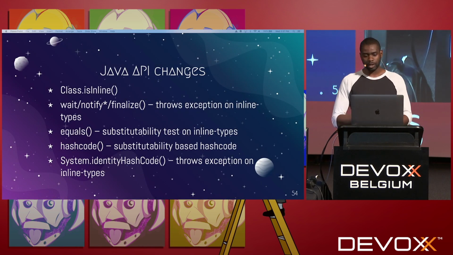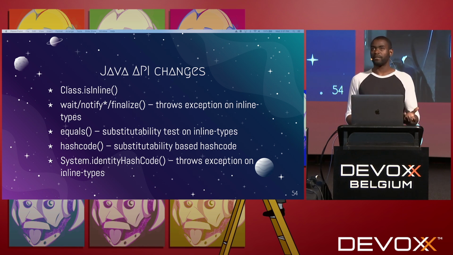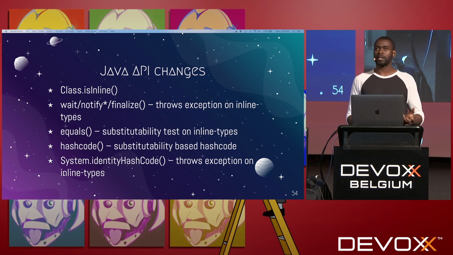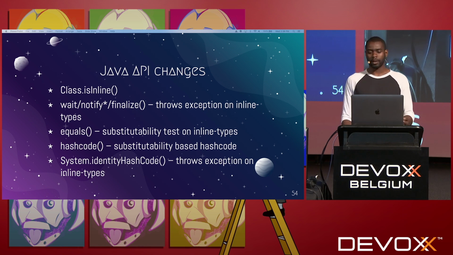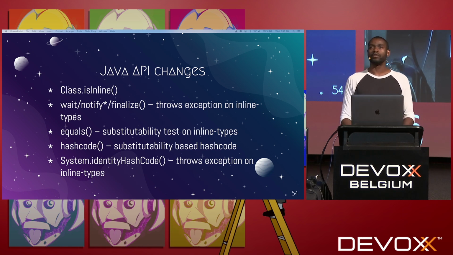There are some API changes. A new reflective call is added to Class to query if it's an inline type or not. Identity methods like those in java.lang.Object will now throw exceptions if they're performed on an inline type. And equals will perform a substitutability test by default for inline types. The hash code of an inline type is based on its contents rather than identity. So two inline types with the same contents will produce the same hash code. And that's mostly it for the details. But now we'll take a look at some of the caveats of using inline types.